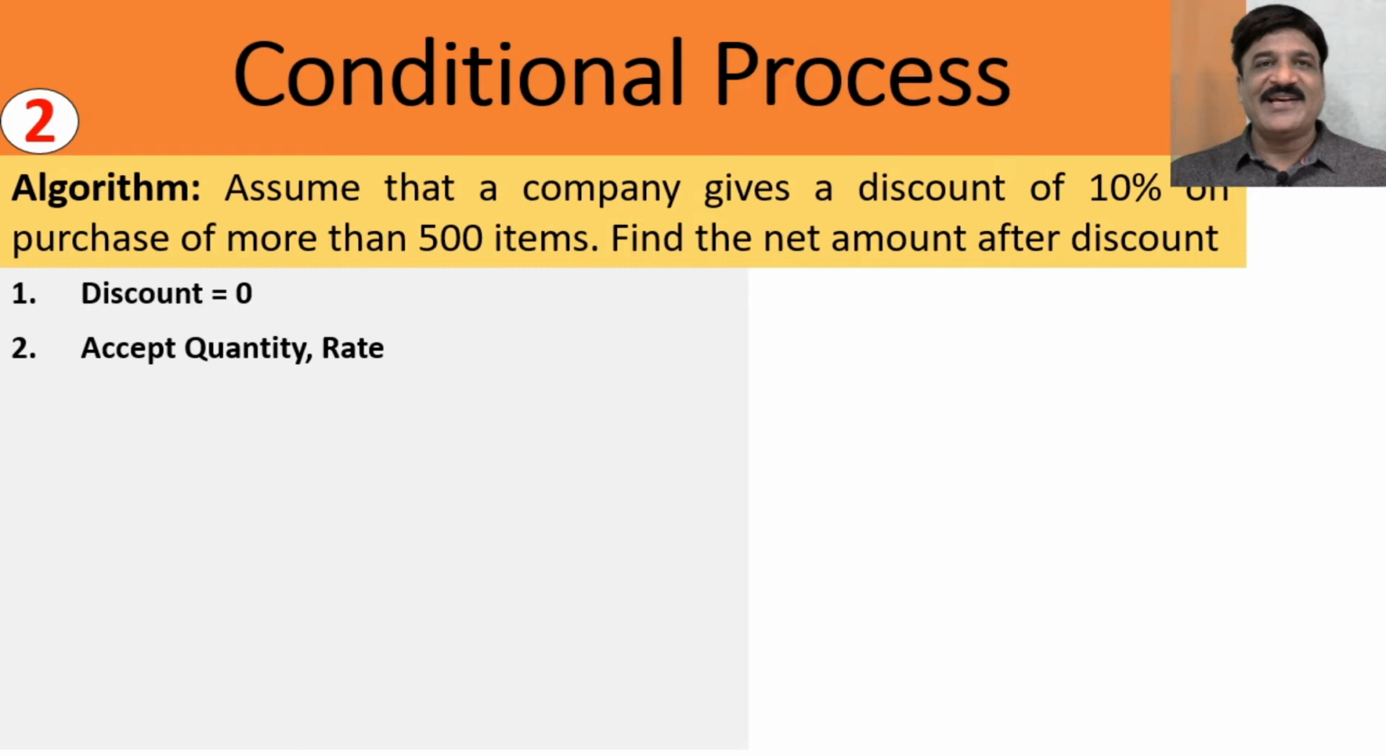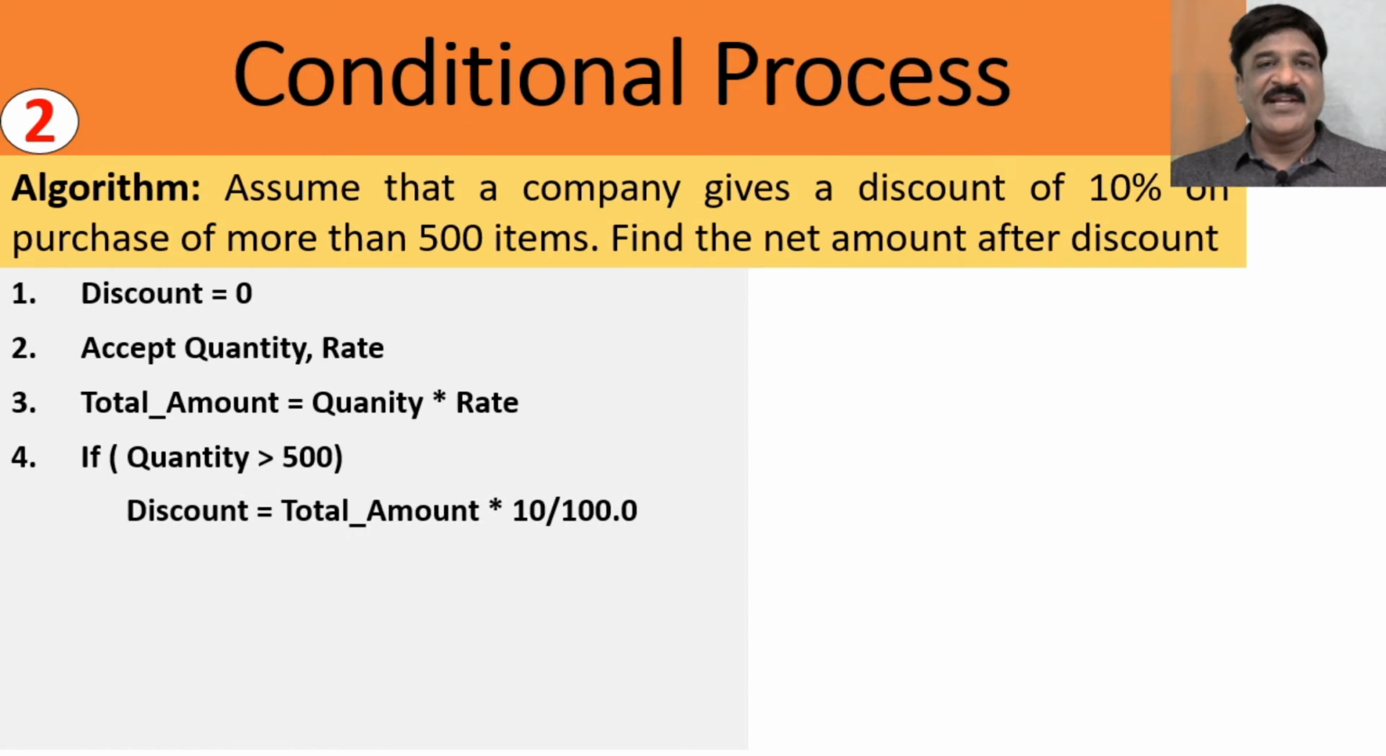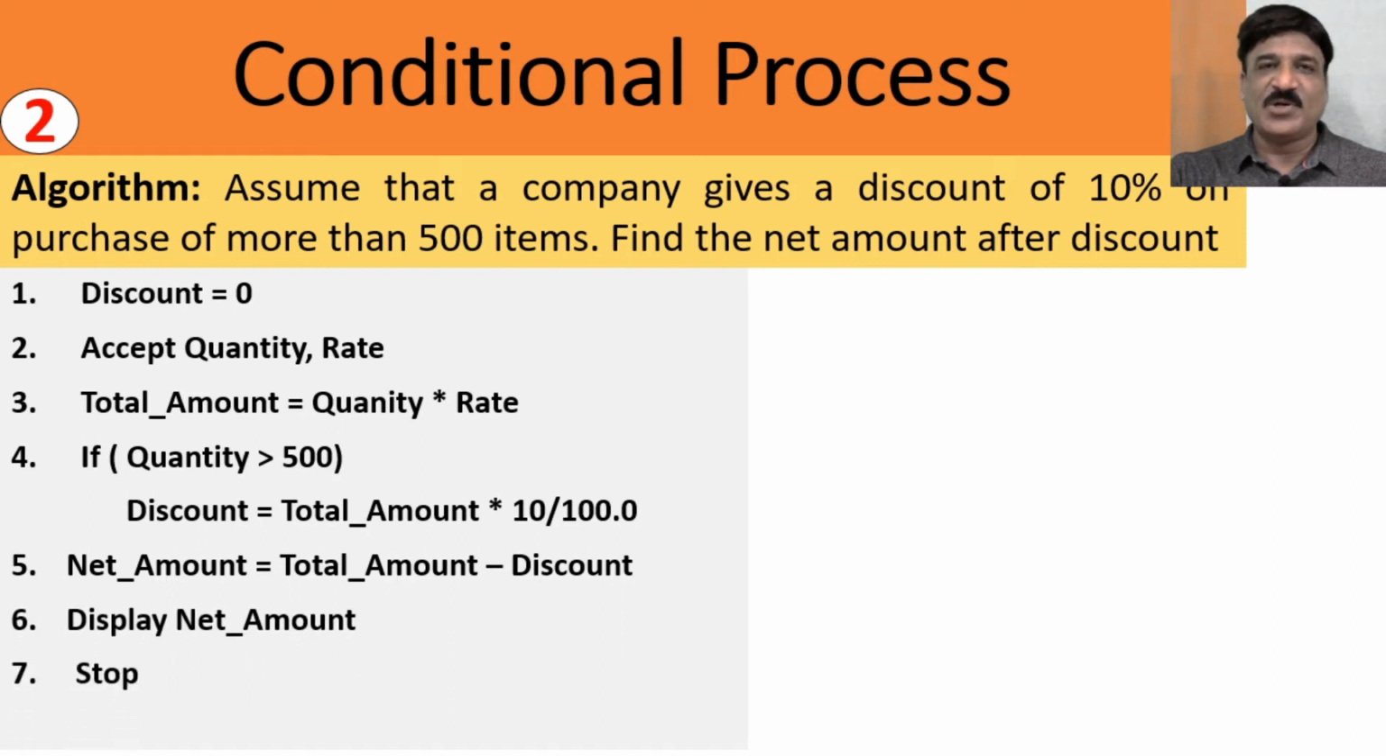Then at the next step, what? The quantity and rate. Then find the total amount. How are you going to find it? Quantity multiplied by rate. Now check whether the quantity is greater than 500 or not. If it is so, we are going to provide a discount of how much percent? 10%, that is 10 divided by 100. So the discount is available only when the quantity is greater than 500, on the total amount. Then how to find the net amount now? Total amount minus discount will be your net amount. Display the result and stop.